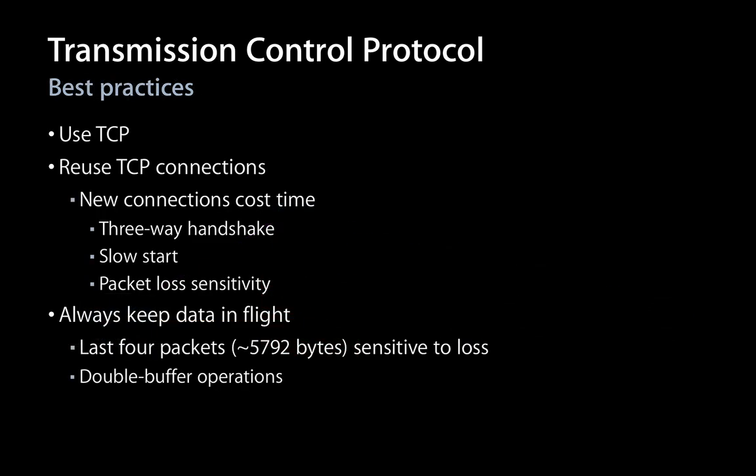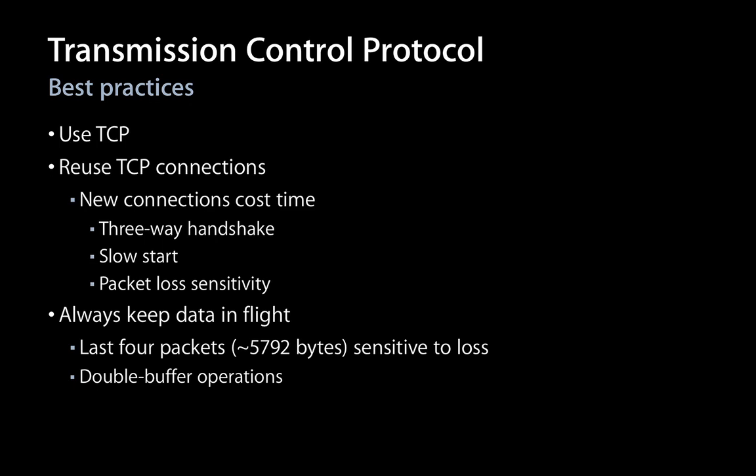So as a wrap-up of the best practices when using TCP, first of all, use TCP. It provides a bunch of great services, and people have invested decades into improving TCP. It's really unlikely you're going to do a better job than TCP does on a given network. It's really important to reuse existing TCP connections. New connections cost a lot of time. Between the three-way handshake, the slow start, and if there's packet loss, if this is a high latency network, this can add up.